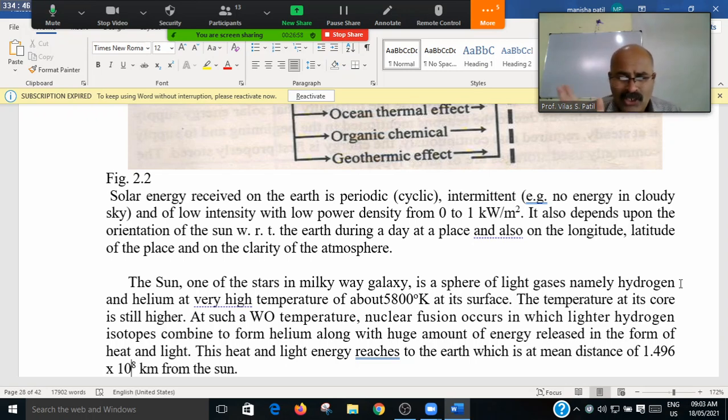Also, due to the longitude and latitude of the place, the clarity constant of the atmosphere is very important. The clarity constant is one of the most prominent scientific factors required, because it defines the intensity of the solar radiation at that latitude and longitude. The clarity factor of the atmosphere varies from place to place, from latitude to longitude.